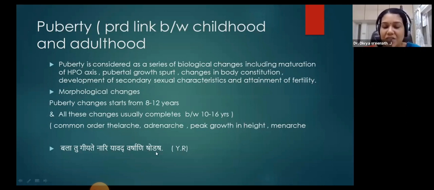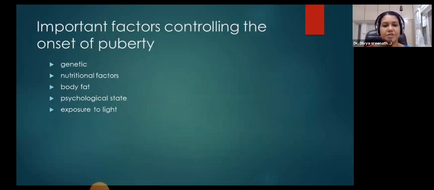Balatu giyade nari yavat varshani shodasha. By 16 years, after attaining reproductive maturity, a girl is considered to be a woman. Balatu giyade nari yavat varshani shodasha.